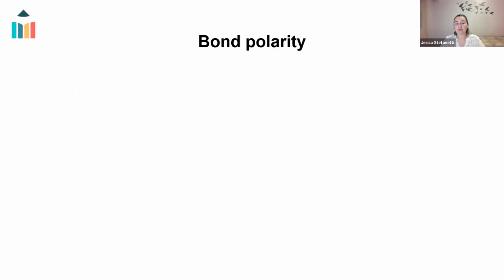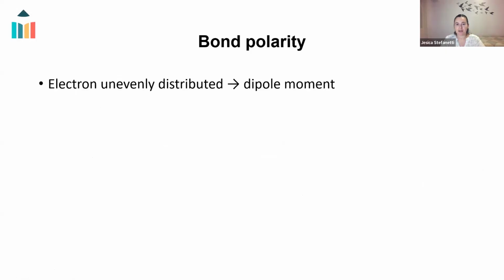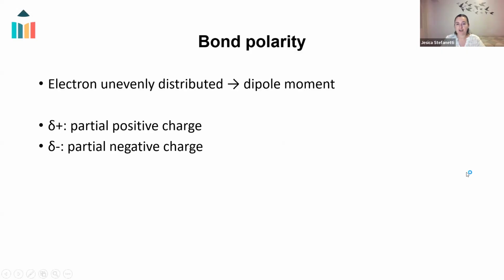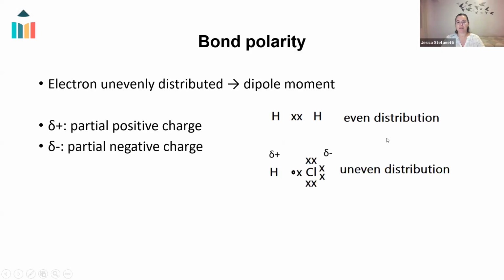Let's now move forward with bond polarity. We must keep in mind that when we have a covalent structure, electrons are shared, but the electrons might not be evenly distributed. You might have a partial charge over a bond, because sometimes the electronegativity is different. If we compare the electronegativity of hydrogen and chlorine here, we can see that chlorine is more electronegative, and so chlorine will have a greater tendency to attract the bonding pairs of electrons.